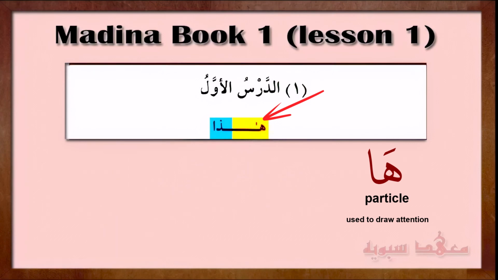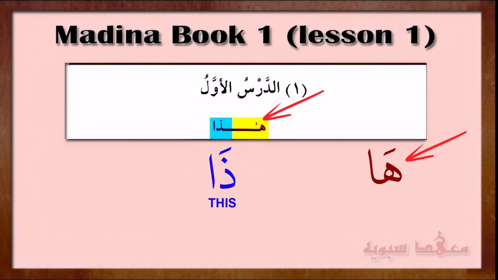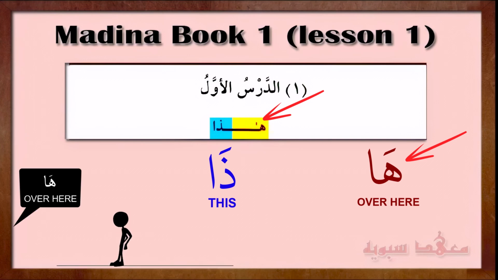Then we come to tha. So tha, this is an ism ishara. It's the masculine singular demonstrative pronoun. Now, that can also be used for other meanings. But here specifically we're talking about where it's used as a demonstrative pronoun. So that would mean this. While here, a good translation of this would be over here. So you're drawing somebody's attention as you are speaking. Over here. Okay, let's continue on.